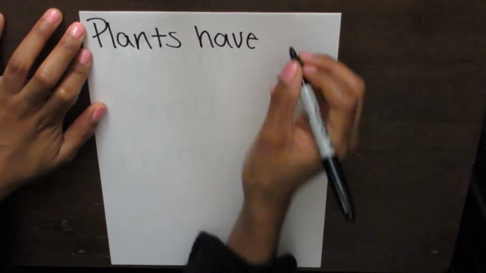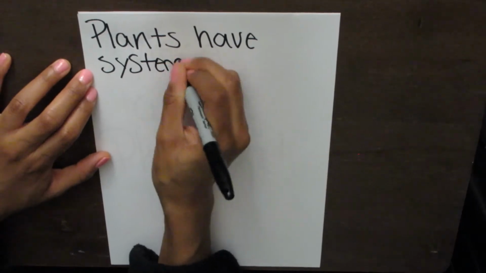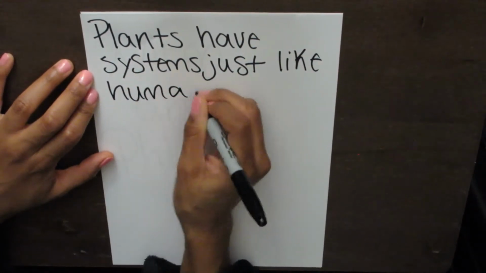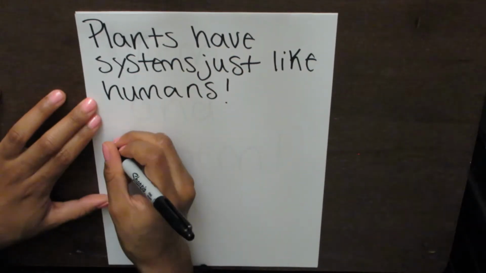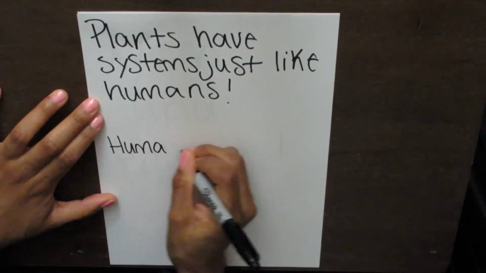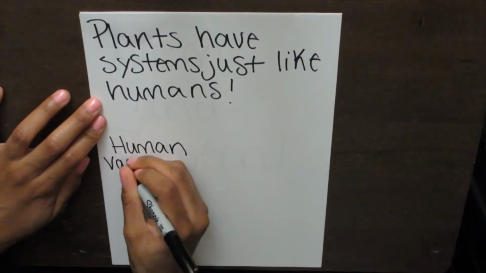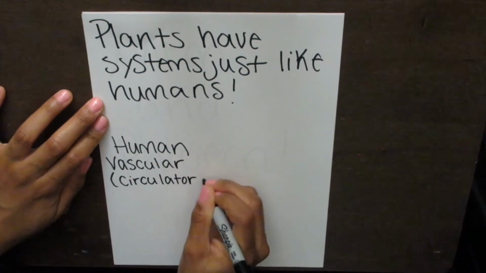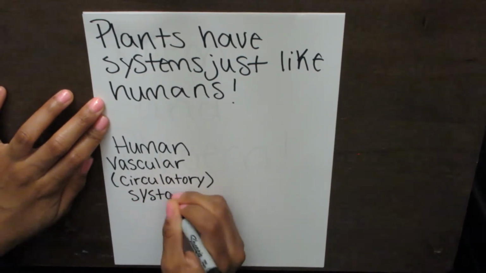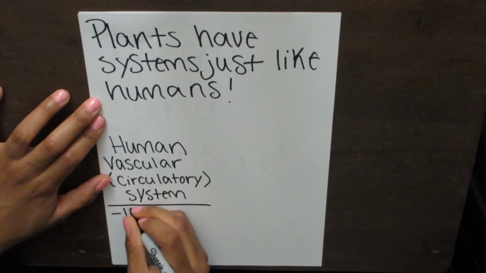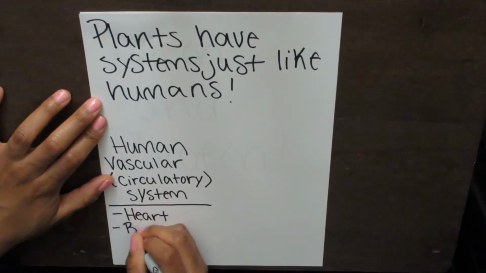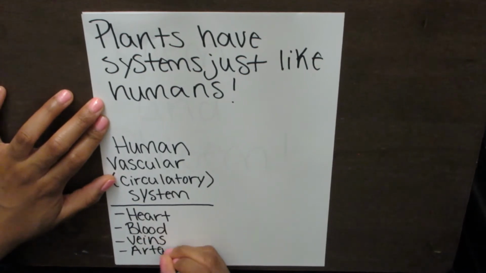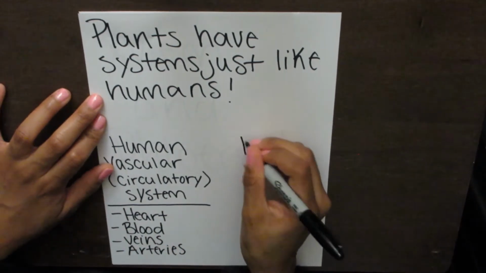So plants have systems just like humans have systems. We spent a long time learning about body systems. So let's look at a little bit of a compare and contrast between a human system and a plant system. A human vascular system, or circulatory system, remember we learned about the circulatory system. So let's look at the parts of the human circulatory system. We have heart, blood, veins, and arteries. So this is the human vascular system.